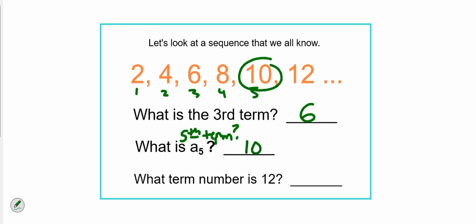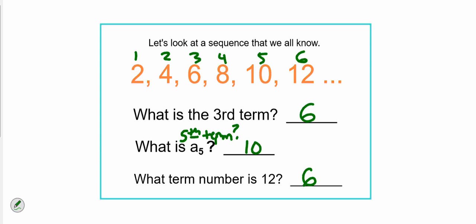Then this says, what term number is 12? So that means we're going to look at 12 and decide what term number it is. Once again, our 2 is our first term, that's our second term, third, fourth, fifth. 12 is our sixth term. So that is just a little bit of how we're defining terms and term number.